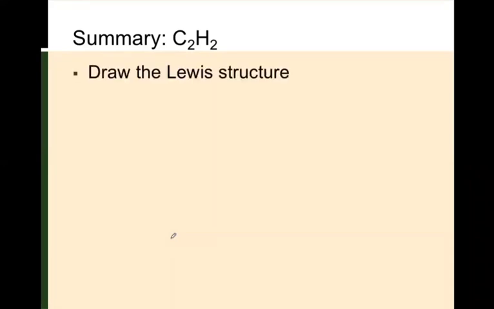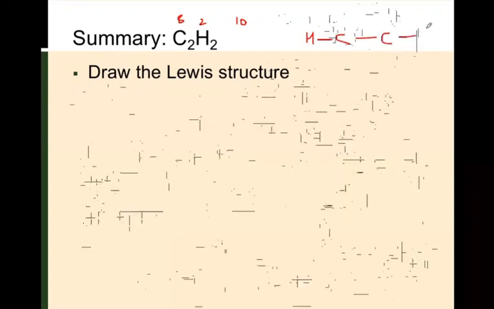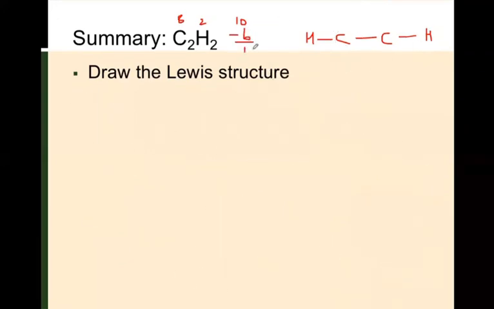So draw the Lewis structure. So again, we have here 2 carbons, so it's going to be 8 electrons because they're in group 4, so they have 4 valence electrons, and for the 2 hydrogens, 2 electrons, gives us a total of 10 electrons. Then we can draw this out like our skeleton here. Okay, we have 3 bonds, so that's -6. So it gives us 4.